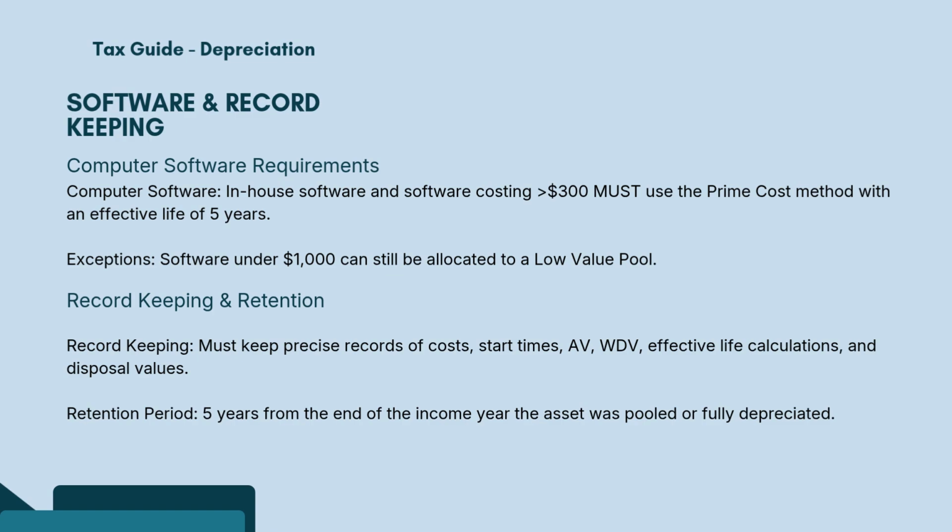Because assets carry over multiple tax years, you must retain all records, including purchase dates, initial costs, effective life decisions, and balancing adjustment calculations. Keep them for a minimum of 5 years from the end of the income year the asset is fully depreciated, pooled, or sold.